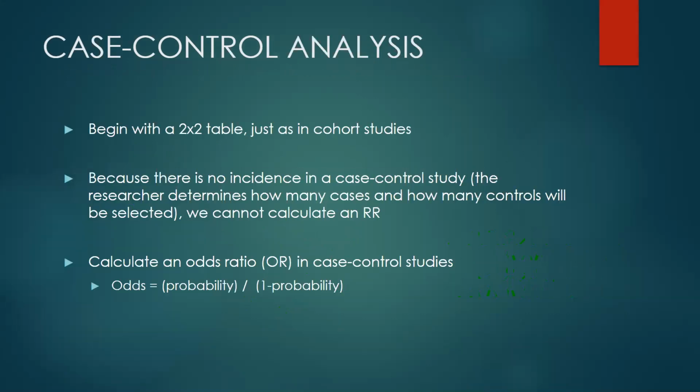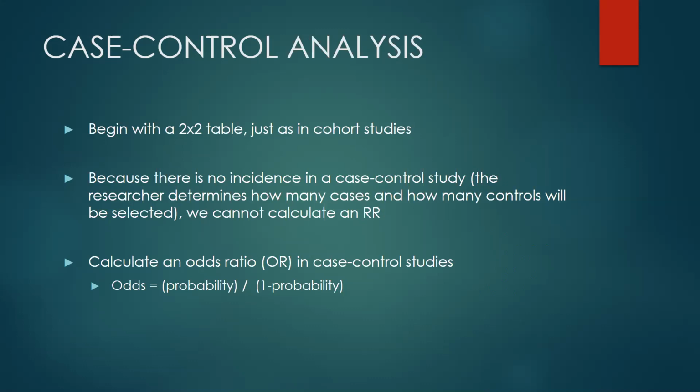So the setup for analyzing a case control study is the same. We can still use a 2x2 table, but because we are picking how many people do and don't have the disease by design, we can't calculate incidence. And so we have to calculate the odds ratio instead.